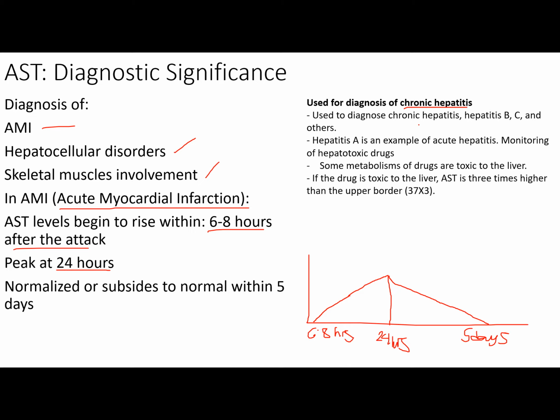Usually, chronic hepatitis is also seen in hepatitis B, C, and others. Now, hepatitis A is an example of acute hepatitis, and AST is also used for monitoring of hepatotoxic drugs. So, the metabolism of some drugs is toxic to the liver. If the drug is toxic to the liver, AST is 3 times higher than the upper border.